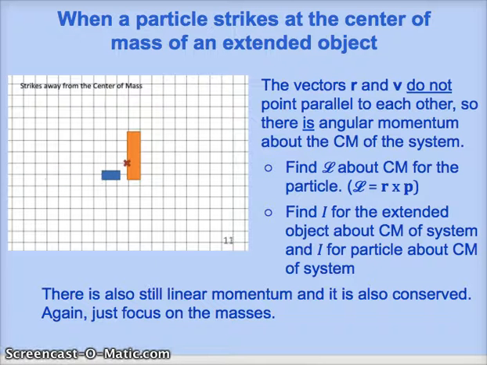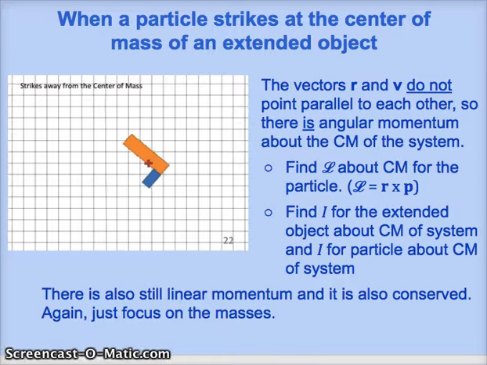So one of the things is that you have to know where the center of mass of the system is, not before the collision, but after the collision. Where is that point about which the system is going to rotate? And then once you find that point, you can find the angular momentum of the particle about that point. And you can find I for the extended object and for the particle about that center of mass point. And then you can use our ideas of angular momentum being conserved.